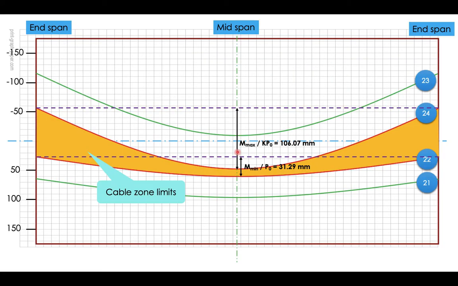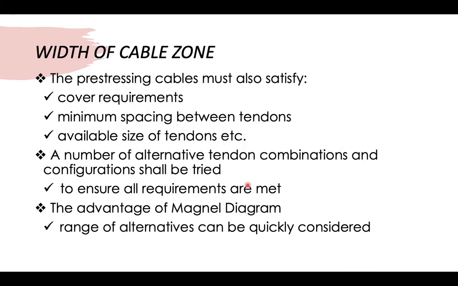So if we refer back to this figure, we actually want to have this reasonable width of the cable zone, which is usually at the middle here. That is why we need to choose a correct value that is reasonable in between those maximum and minimum values. Then the last one, the pre-stressing cables must also satisfy the cover requirements. When we talk about cover requirements, it means that we are satisfying the requirements for the exposure conditions, similar to the previous concept that we used in reinforced concrete design.